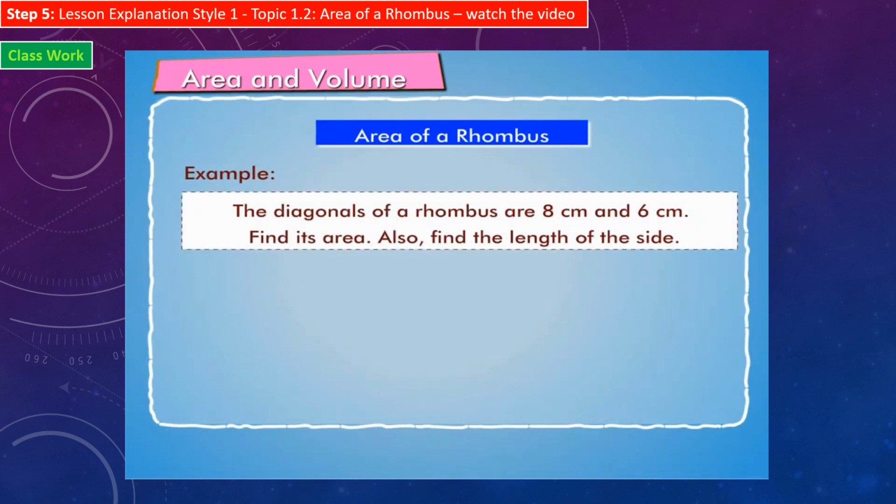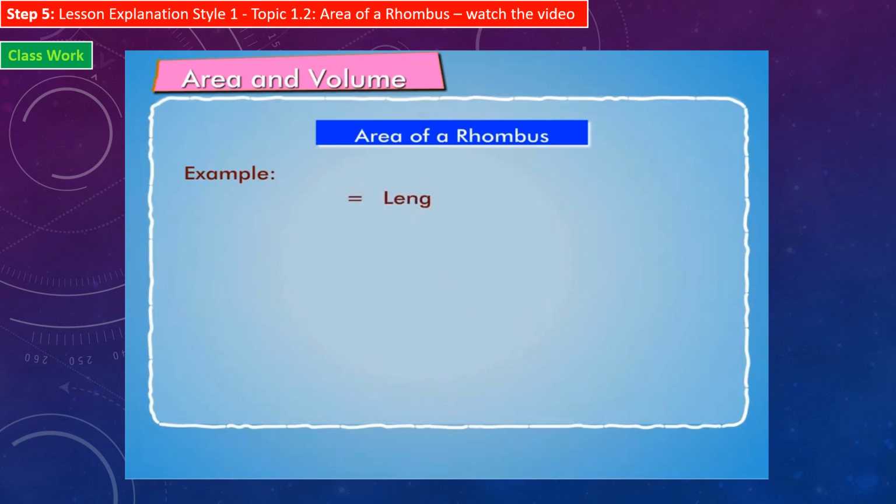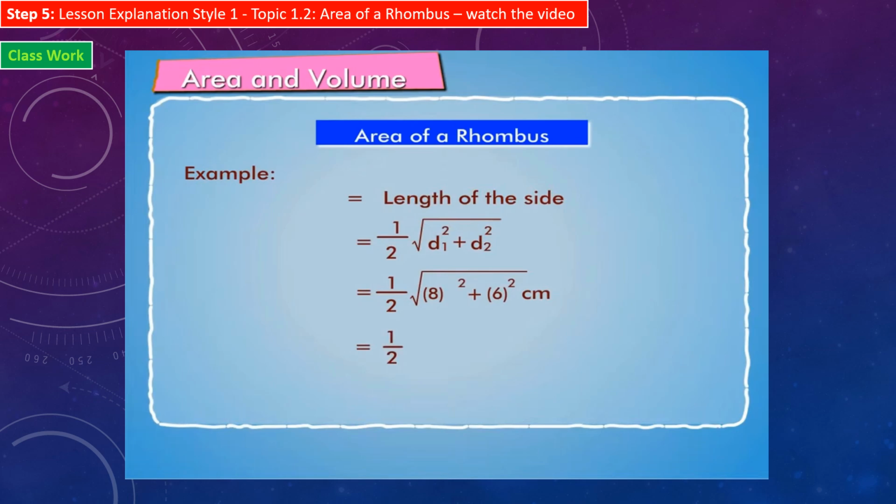The diagonals of a rhombus are 8 cm and 6 cm. Find its area. Also, find the length of the side. Here D1 is equal to 8 cm, D2 is equal to 6 cm. So, area is equal to 1 by 2 into D1 into D2, which is equal to 1 by 2 into 8 into 6, or 24 square centimeter. Length of the side is equal to 1 by 2 under root D1 square plus D2 square, which is equal to 1 by 2 under root 8 square plus 6 square, which is equal to 1 by 2 under root 64 plus 36, or 1 by 2 under root 100 centimeter, which is equal to 1 by 2 into 10, or 5 centimeter.